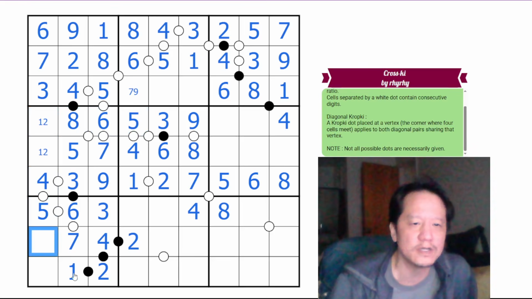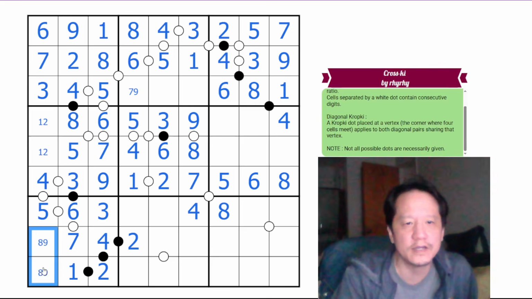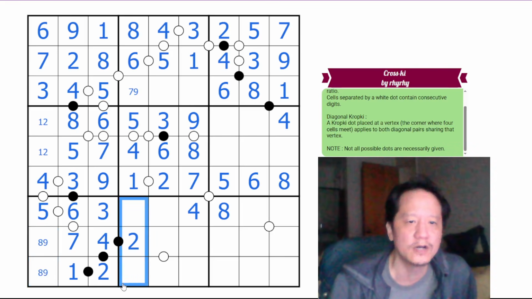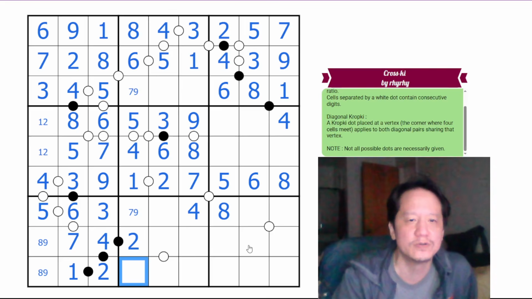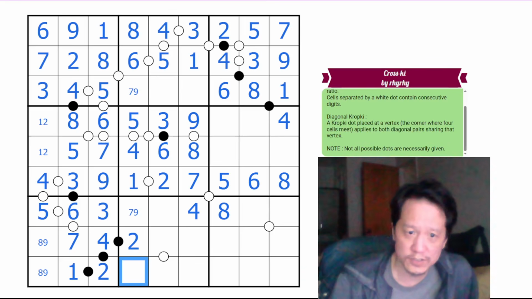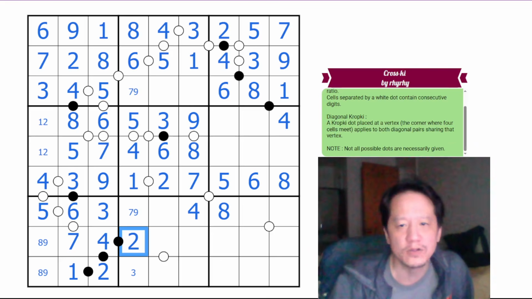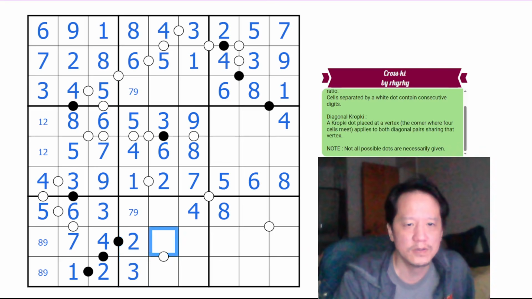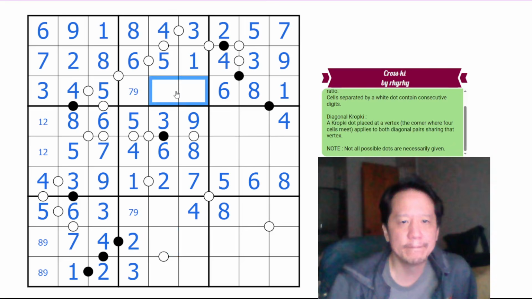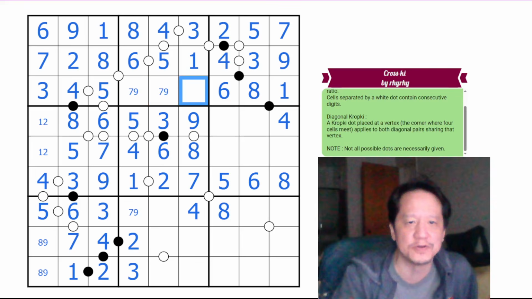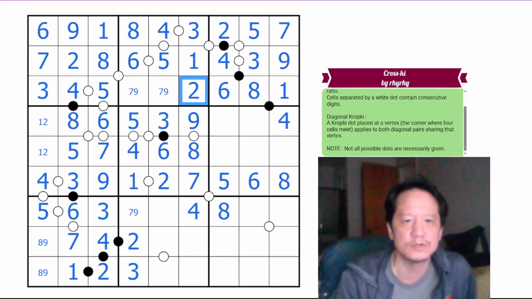Remaining digits in column 1 are 8 and 9. Remaining digits in column 4 are 3, 7, 9. This cannot be 3. So this is 7 or 9 also, which forces this to be 3 in column 4. We have 2, 7, 9 remaining in row 3. This can't be 2, so this is also 7 or 9, which forces this to be 2 here.